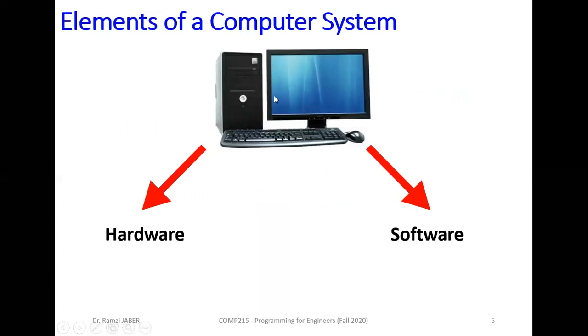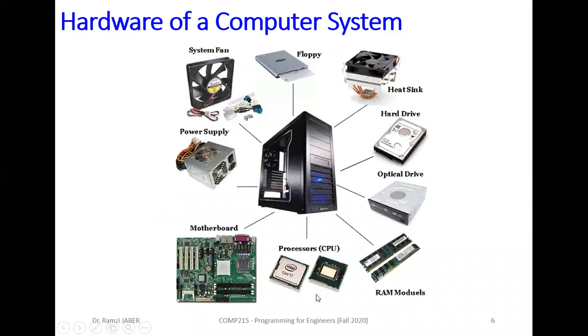Elements of a computer: it's a revision, a review. I know all of you know these things, but as a reminder, any computer system has two elements, hardware and software. In the hardware, inside the box, there is the motherboard, CPU, RAM, hard disk, floppy, the system fan, and of course the power supply. You will learn this in the lab of this course.